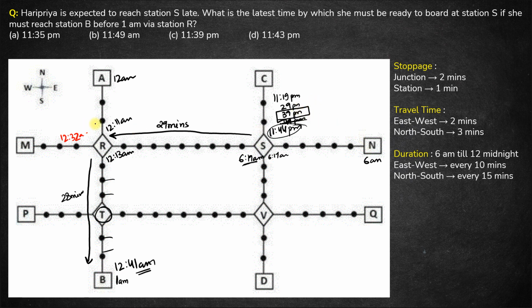So she should reach S by 11:39 and not after that. So the latest she can reach S is 11:39 PM.